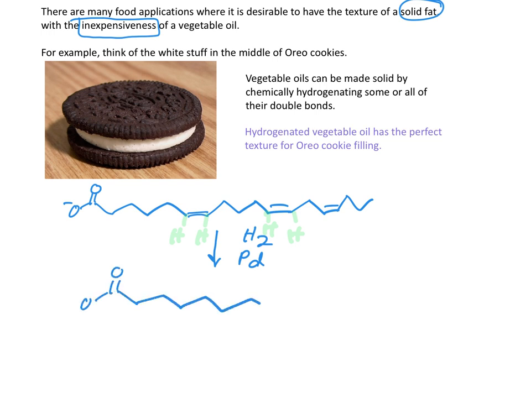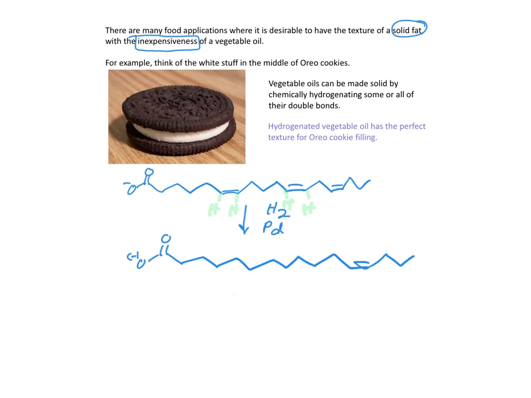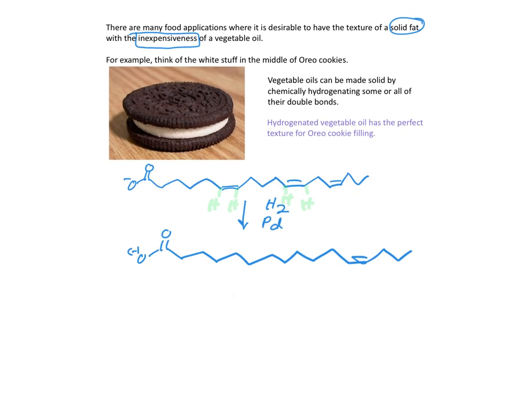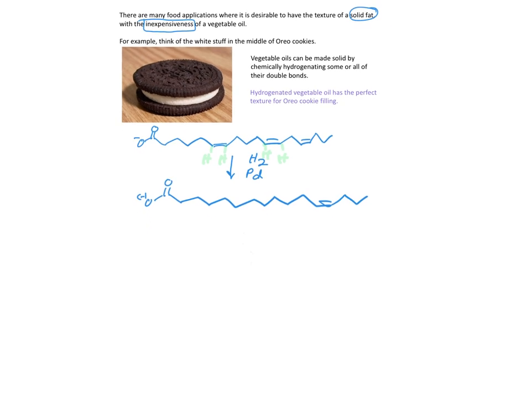So you'll get partial hydrogenation, which just means that some but not all of the double bonds have become saturated, have become single bonds. And the more saturation that you get, the more solid-ish it gets. You don't want full hydrogenation because you don't want your Oreo cookie to be completely solid in the middle. You want that creamier, fluffier, gooier stickiness. And so that's what partial hydrogenation will do. Now, the tricky part is what happens when you eat these.